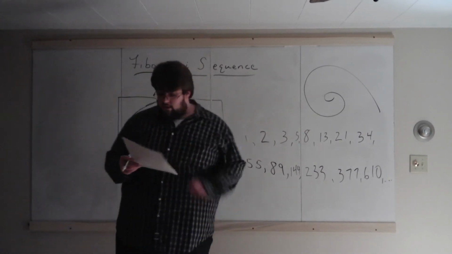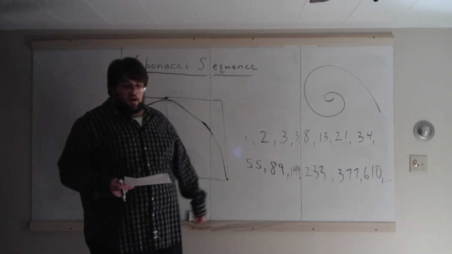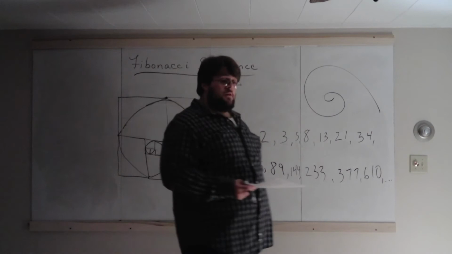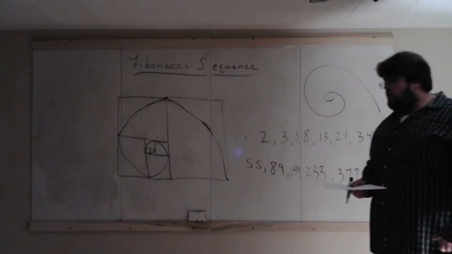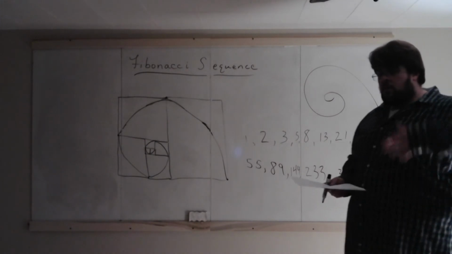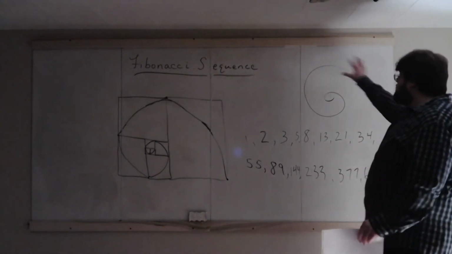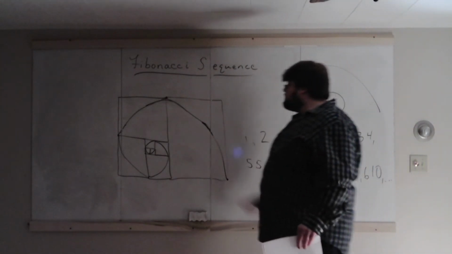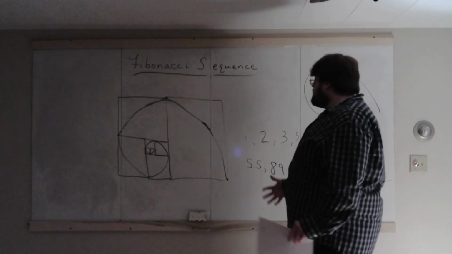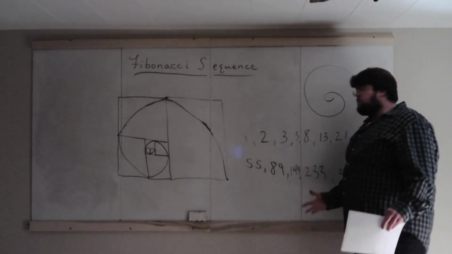Oh, one other thing that I wrote down here. If you've ever seen a hurricane picture from the space station and you've seen it move, it takes this spiral shape as well. And this we formed just using side lengths of squares following the Fibonacci sequence.